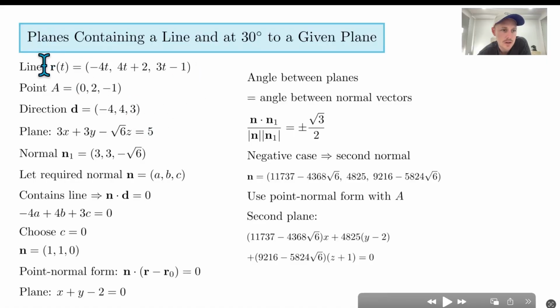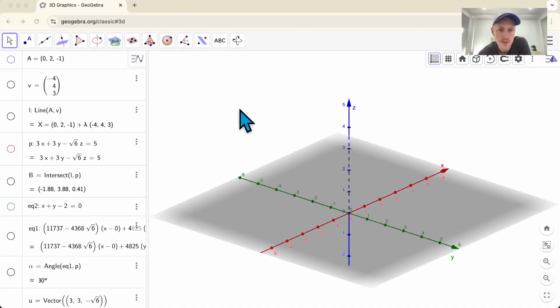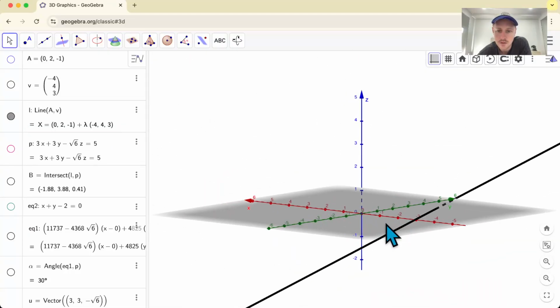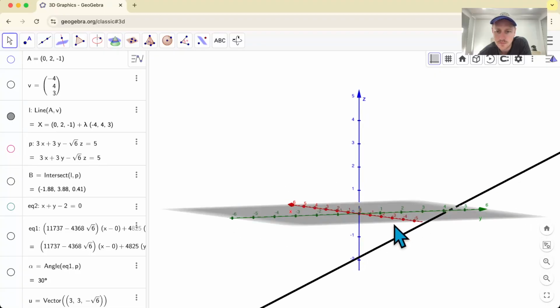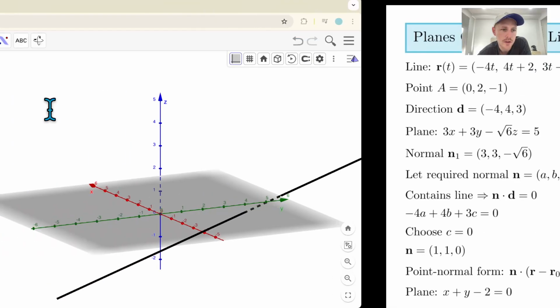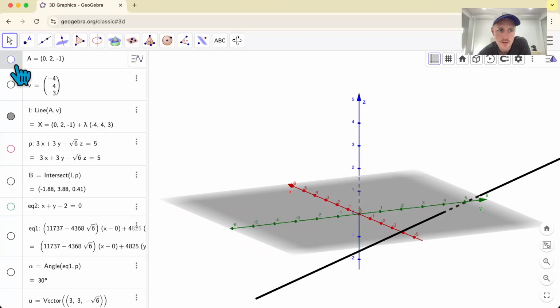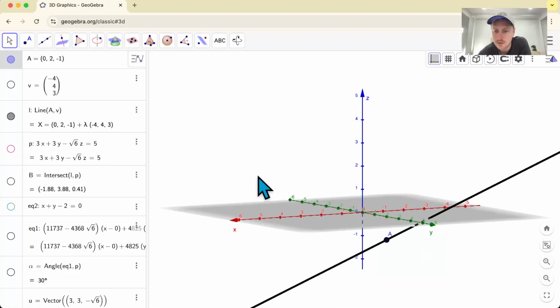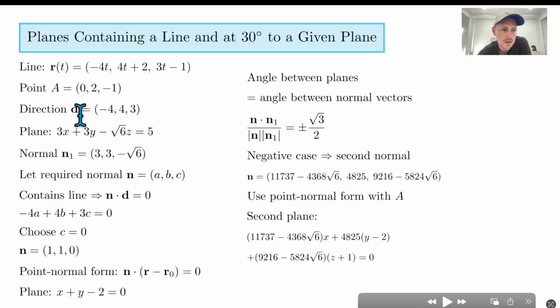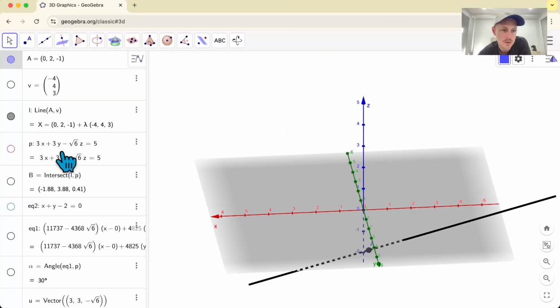So the first thing I'm going to do is visualize this line r of t. So r of t over here, if I minimize that, r of t is this line, I believe. You can see that it's situated in 3D space like that. Okay, and we've got some point (0, 2, 1). So that's this point here. And that point is on that line, as we can see. We also have the direction vector. If we really wanted to, we could take the direction of this line r of t, which would be (-4, 4, 3). And the plane that gets given in the question is 3x plus 3y minus the square root of 6z equals 5. So that's this plane here.